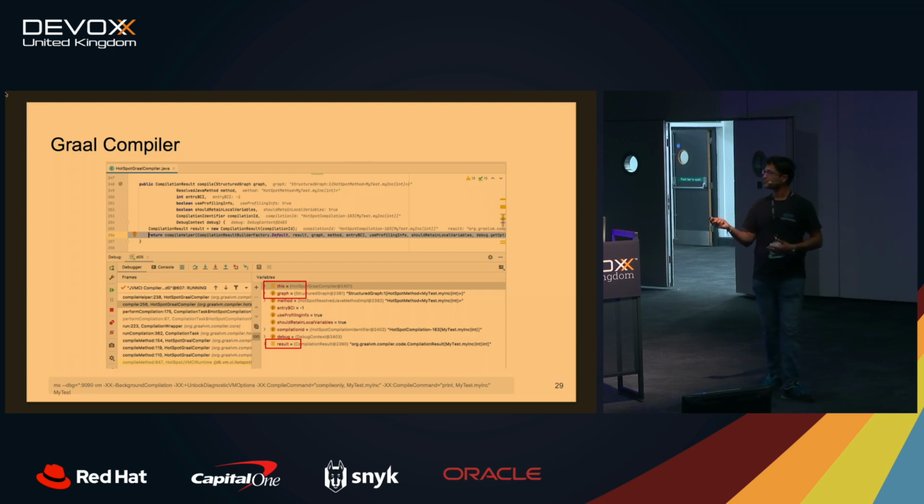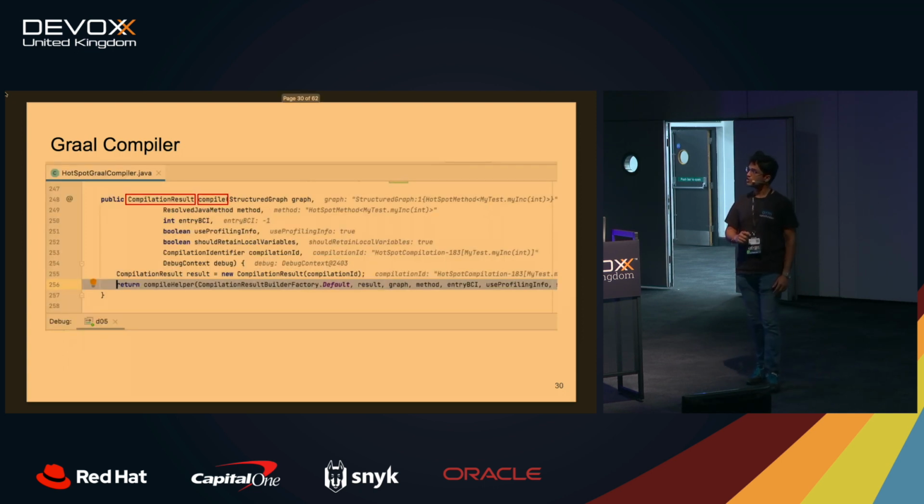So I have stopped it while compiling our myIncrement method. You will see here, we will look a bit closely at each part of it. So we have our HotSpot Graal compiler. We were expecting some class called Graal, so you have the HotSpot Graal compiler there. Then there is a compile method.